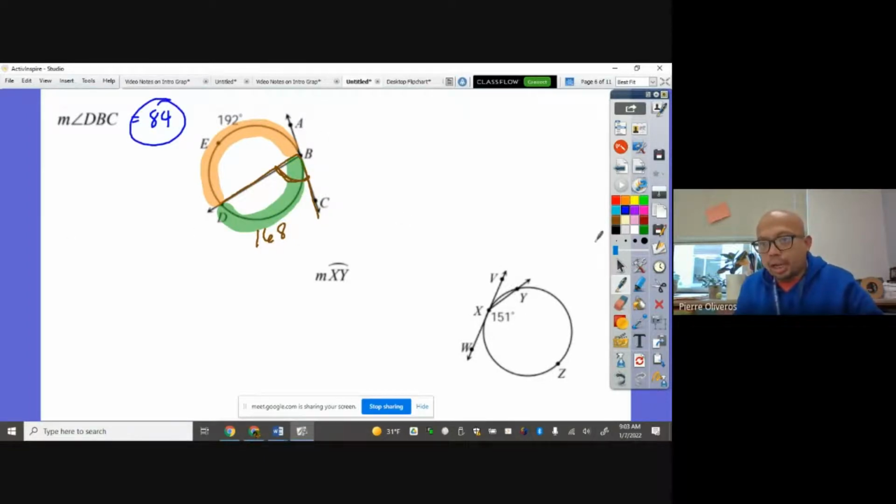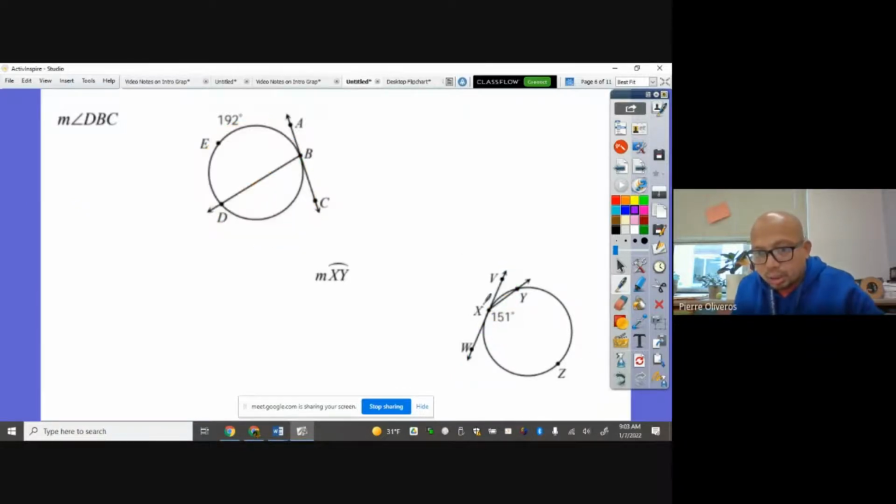Next, arc XY. This time we're looking for the intercepted arc. XY is this teeny tiny one right there. But for the angle given, remember this is a straight line here, the blue is a straight line. This is 151 according to the problem. So if that's 151, how much is this angle here, this purple one? 180 minus 151 will give us 29. So this purple angle here is 29. So how much is this red arc here?